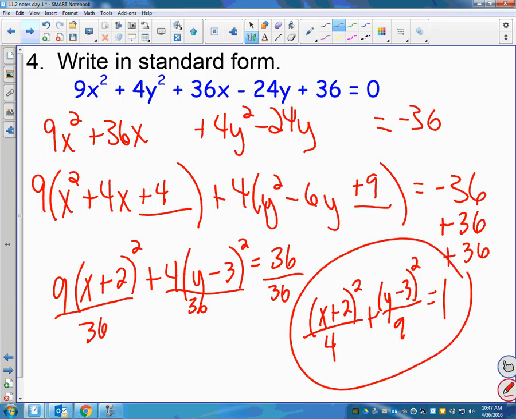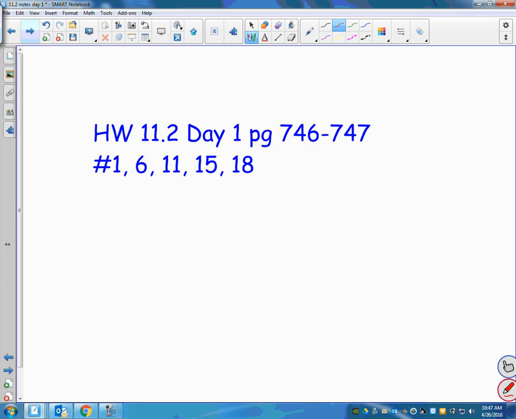And then tomorrow we'll go in, like if I give you some information, can you write equations, and maybe we'll talk about substitution. So you're just doing 1, 6, 11, 15, 18. And I have graph paper if you prefer graph paper, or you can just grab something.